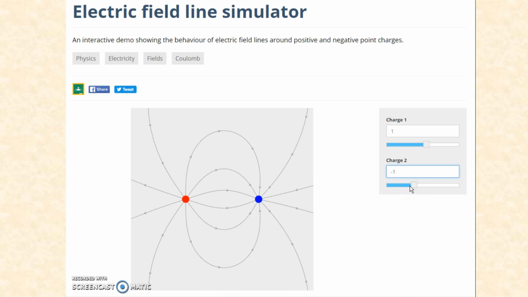So notice that the 10 field lines leave the red positive charge on the left, and the 10 field lines now enter the negative charge on the right. This is consistent with our field line model, which requires that the number of field lines entering or leaving a charge is proportional to the amount of charge.